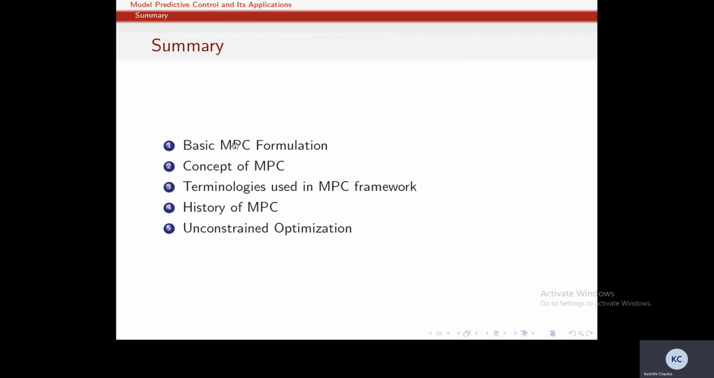Now, to summarize, what we have seen is the basic MPC formulation, the concept of MPC, terminologies used in the MPC framework, history of MPC, and unconstrained optimization. We discussed a problem on unconstrained optimization.